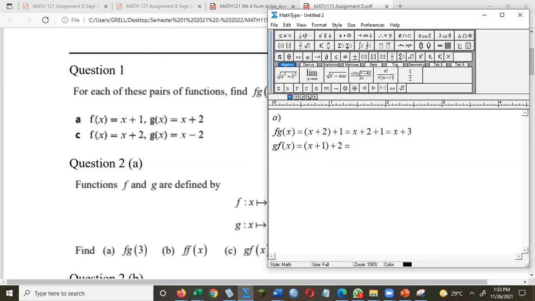From there on, you simplify, clear brackets, plus 2, and that will give you x plus 3 again. Coincidentally, you get the same answer. So it seems to be on the right track. I think the others will confirm that that's what you do for composite functions. For question number 1A, you do that for B, C, and D.